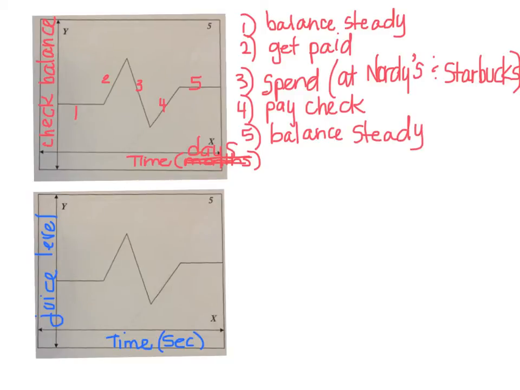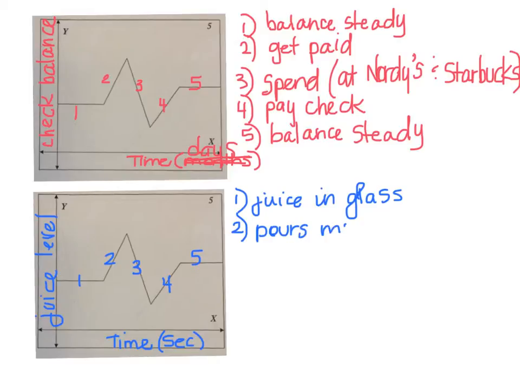But I could take that same graph and I could change my x and my y axis to be the level of juice in my cup and time over seconds. There's still 5 seconds of the graph, but I would describe it differently. So I have juice in my cup. Then in section 2, someone pours me more. In section 3, I drink it down.